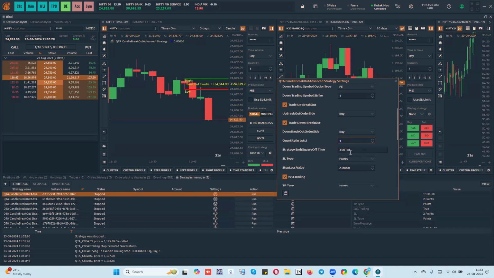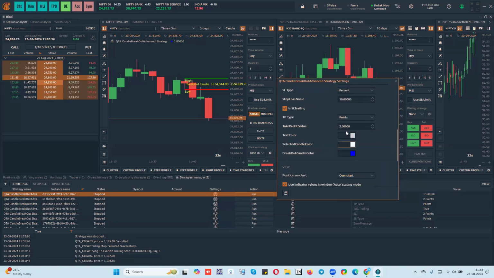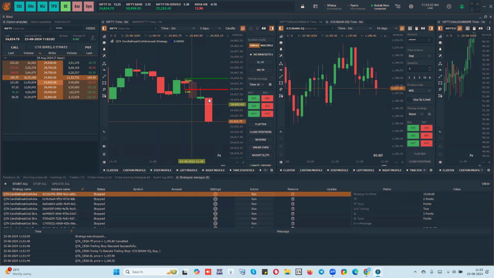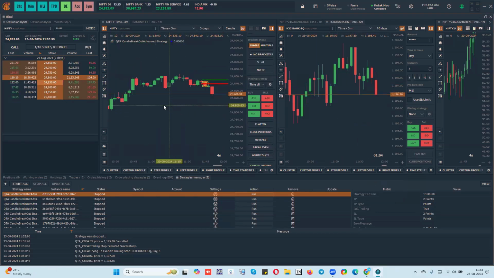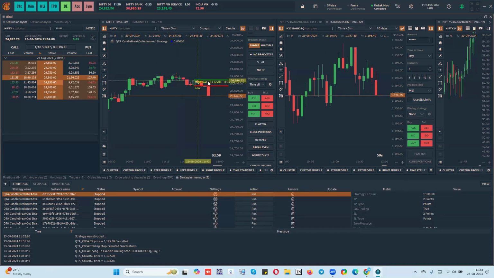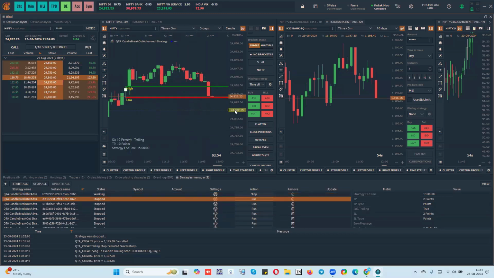Okay. Quantity is one lot. Take profit, let's put in percentage, say 10%. And I will keep the trailing take profit in percent again, or maybe we'll put in points, say 5 points or 10 points as take profit. And let's select a candle. As I said, I can select any candle in the past. It is not necessary that I select only this candle or any previous candles. I can go and select any candle in the past. So I've selected this candle now.